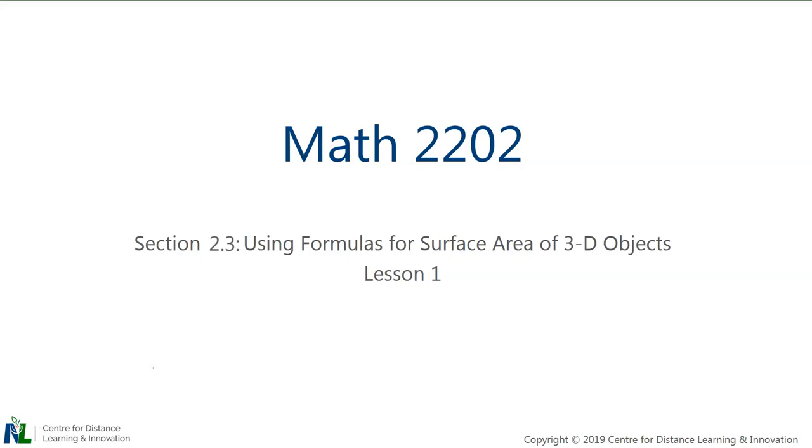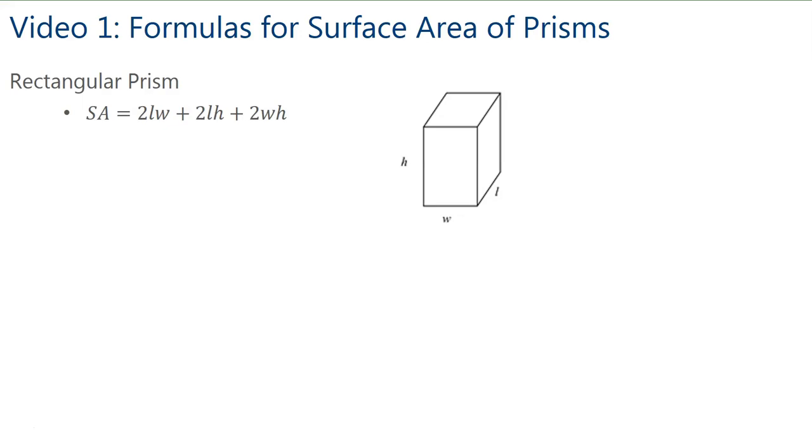Welcome to using formulas for surface area of 3D objects. And in lesson 1, we'll focus on prisms. So here we have a rectangular prism. We had previously found the surface area of this object using a net. So now we'll find the surface area without a net.